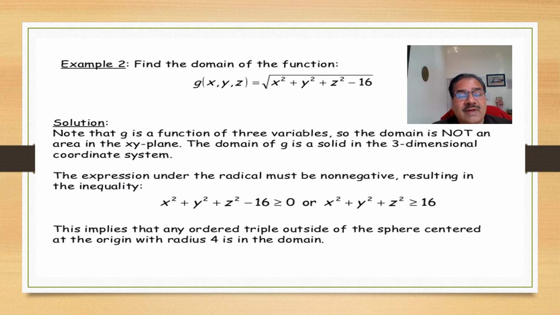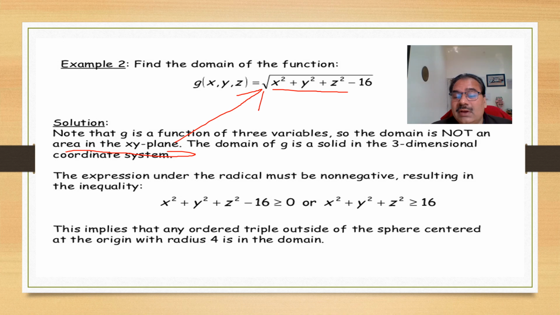Now similarly, another example: find the domain of g, which is the square root of x square plus y square plus z square minus 16. Note that g is a function of three variables, so the domain is not an area in the xy plane, because this is a three variable function. The domain of g is a solid in the three-dimensional coordinate system. The expression under the radical must be non-negative.